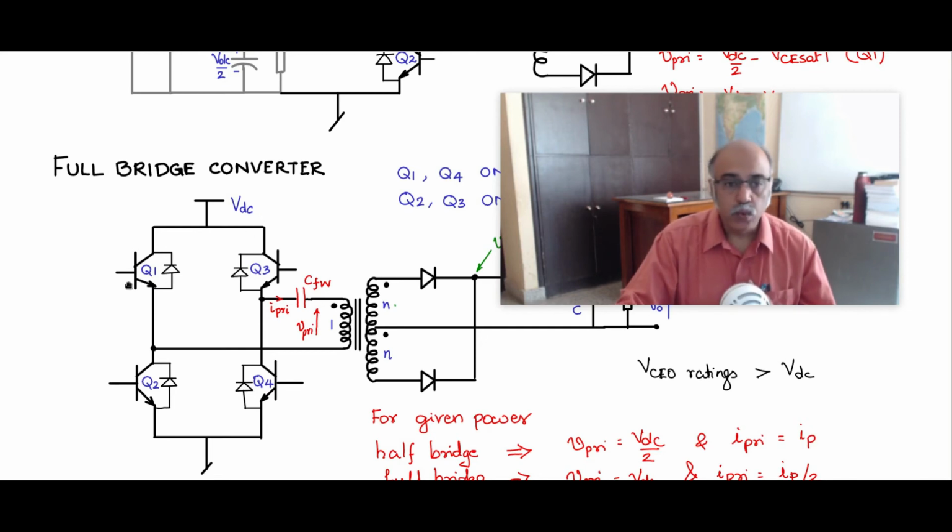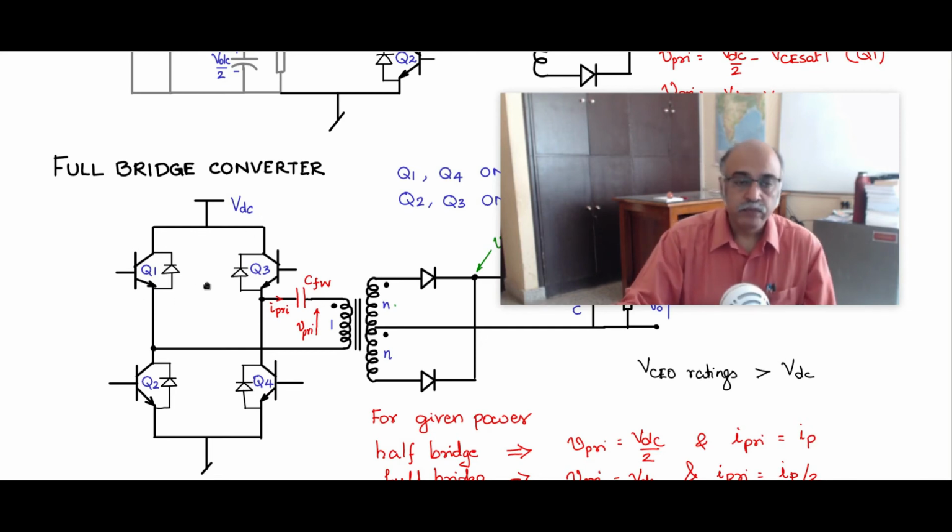Apart from that, we need to provide protection or stress relief for the switches, because there will be L di by dt voltage surges across the switches when they are turning off, and when they are turning on, there will be current surges through the switches. We need to definitely protect them or limit the stress on the switches by using some circuits which we will call snubber circuits. And these snubber circuits are an important component of the switch based drives.